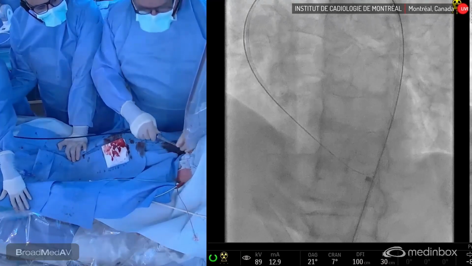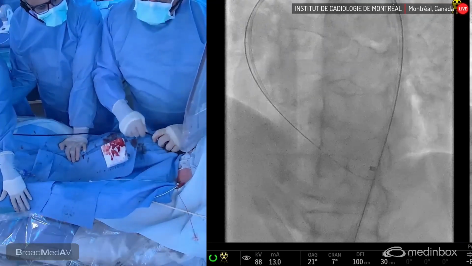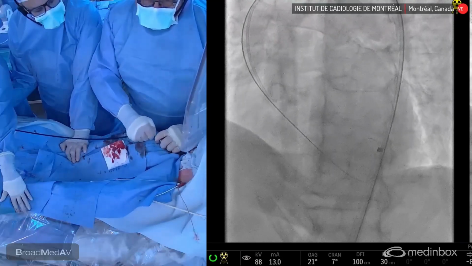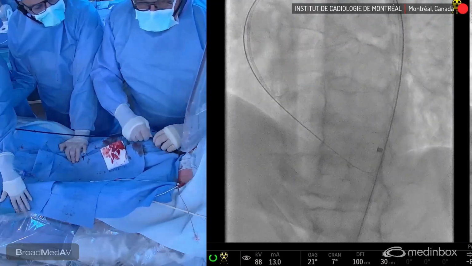In this particular case, with the height of the coronary artery, what are you aiming, Raoul, as deployment depth in this case?